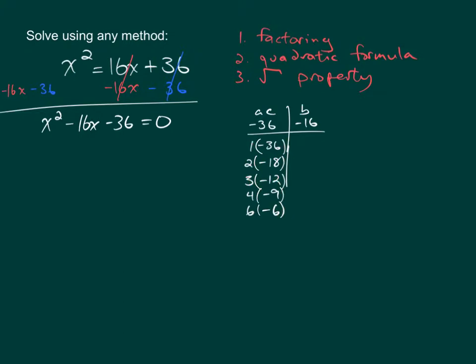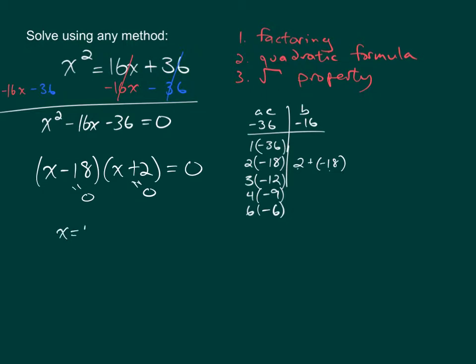Which pair of these numbers adds up to negative 16? It's this one. So we found 2 and negative 18 to factor this over here. And when you go through all the steps of factoring, this will look like x minus 18 times x plus 2, and that equals 0. And by the zero product property, we can set each of these equal to 0 and get that x equals 18 and x equals negative 2. So there are your answers for this quadratic equation.